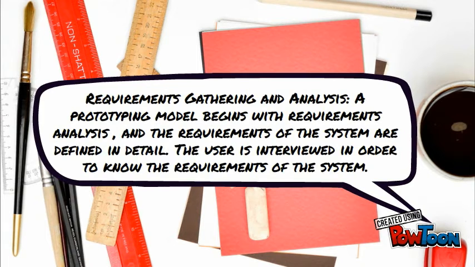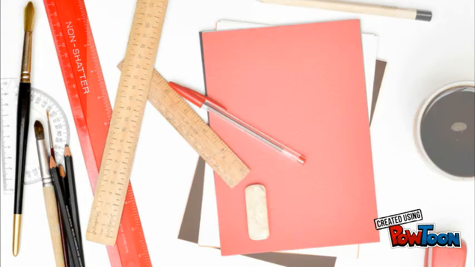First step is requirements gathering and analysis. A prototyping model begins with requirements analysis, and the requirements of the system are defined in detail. The user is interviewed in order to know the requirements of the system.